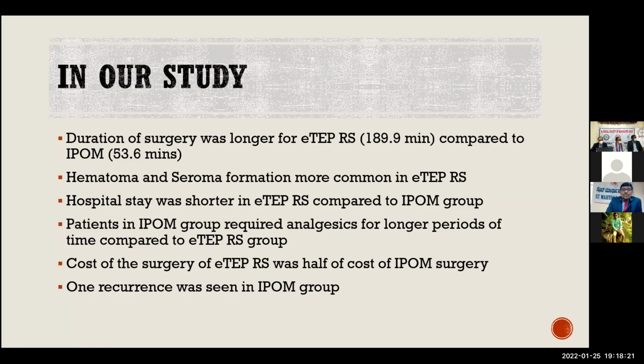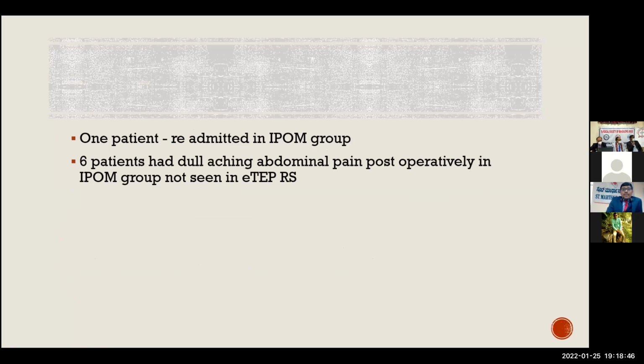In our study, we found that the duration of surgery was longer for the Etep-RS group when compared to Ipom. Hematoma and seroma formation was more common in the Etep-RS group. Hospital stay was shorter in the Etep-RS group when compared to Ipom. Patients in the Ipom group required analgesics for a longer period of time when compared to Etep. Cost of surgery of Etep was found to be half the cost of the Ipom. One recurrence is seen in the Ipom group, and one patient got readmitted in the Ipom group with the features of subacute intestinal obstruction, who was managed conservatively on postoperative day 29 of Ipom surgery. 6 patients had dull aching abdominal pain postoperatively in Ipom, which is not seen in the Etep group.